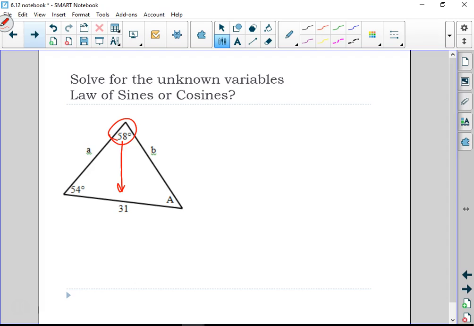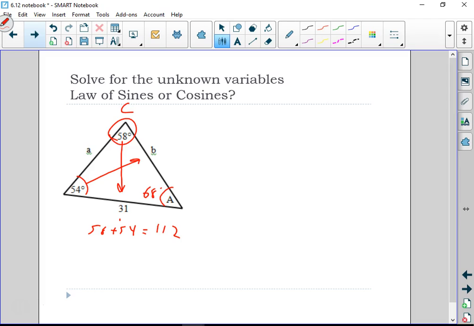I have an angle. Since I already have A and B, let's call this C. And I have a side. I have an angle here and an unknown. Now before I get started, I don't have this angle, but I can figure it out. 58 plus 54 equals 112. And then 180 minus 112 is 68. So I can figure that out. And I can use that to solve for the side.